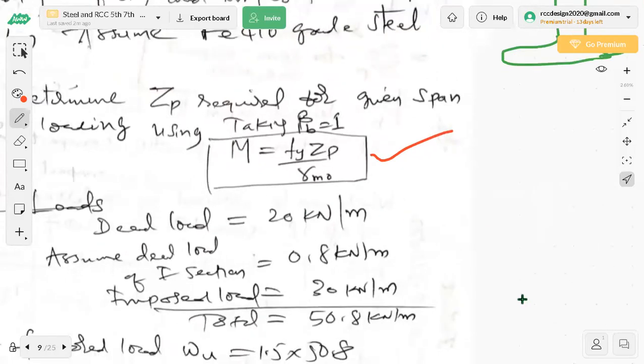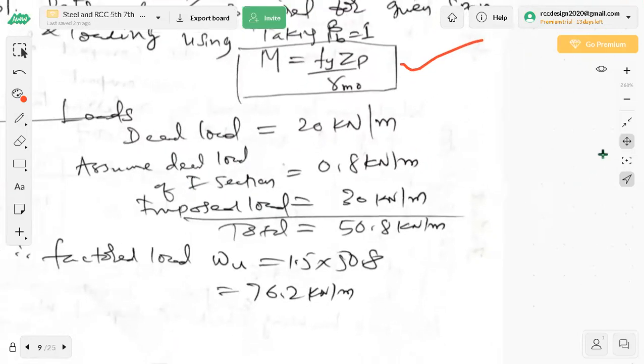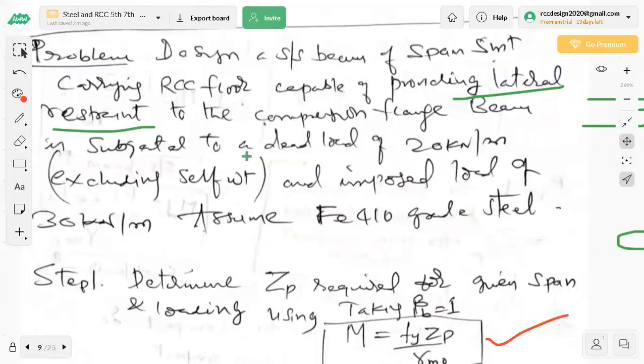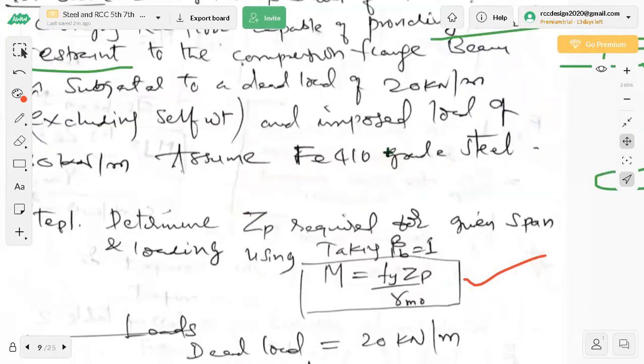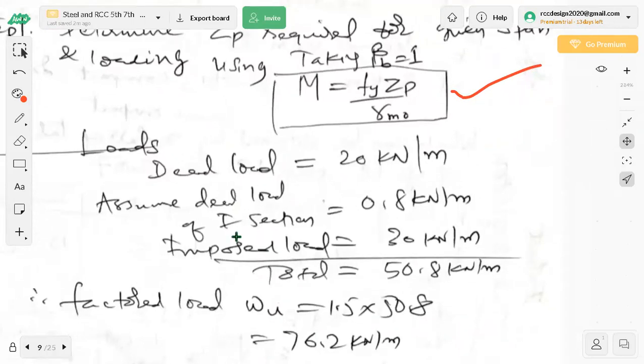Now observe this one. The dead load is given as 20 kN per meter. Assume dead load of I section. I have done a minor correction here: it is subjected to imposed load. Anyway, imposed load, live load, you can take. So here 20, and assume dead load of I section, self weight of I section, is taken as 0.8.